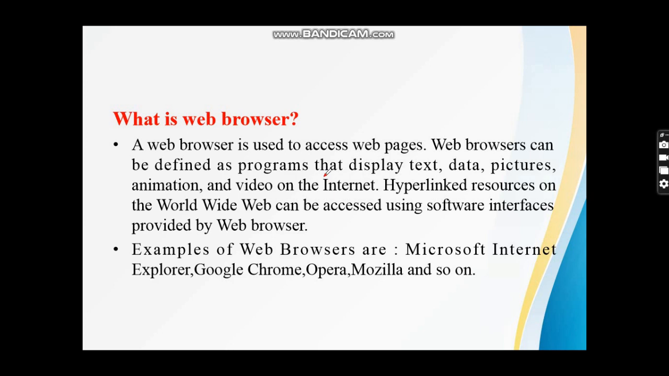Now what is a web browser? A web browser is used to access web pages. A web browser can be defined as programs that display text, data, pictures, animations, and video on the internet. Hyperlinked resources on the World Wide Web can be accessed using software interfaces provided by the web browser. So basically, by means of which we access the web pages is nothing but the web browser, right? Examples of web browsers are Microsoft Internet Explorer, Google Chrome, Opera, Mozilla, and so on.